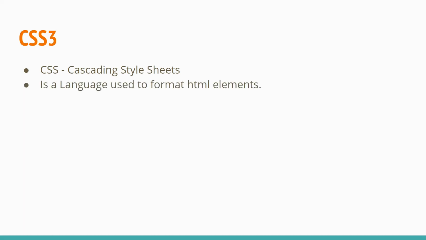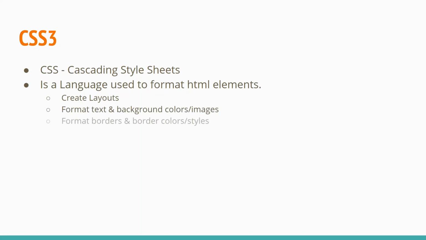CSS3 is version 3 of CSS. CSS stands for Cascading Style Sheets. This is a language used to format HTML elements. We use CSS in order to create layouts, format text and background colors and images, format borders and border color and styles.